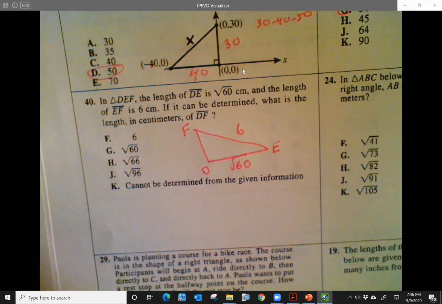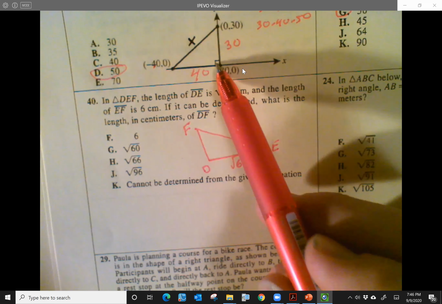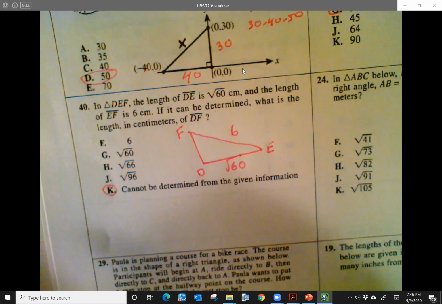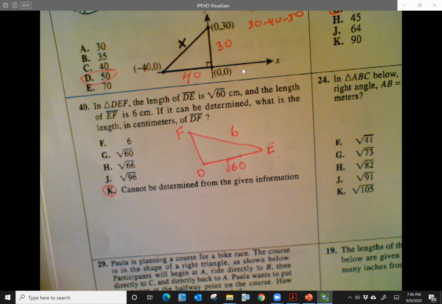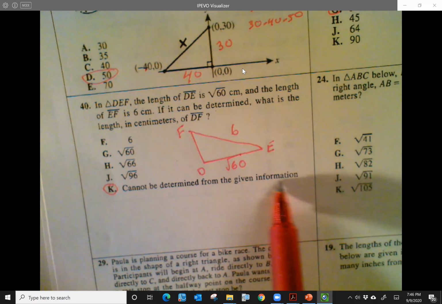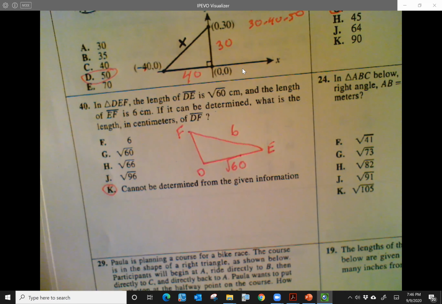Well, someone might want to try to do Pythagorean theorem on this, but we can only do it if it's a right triangle. And so this is like, I think we saw one yesterday where it was like none of the above. This is the other one that's like that. I've only seen this answer occur twice, and you've seen both of them.